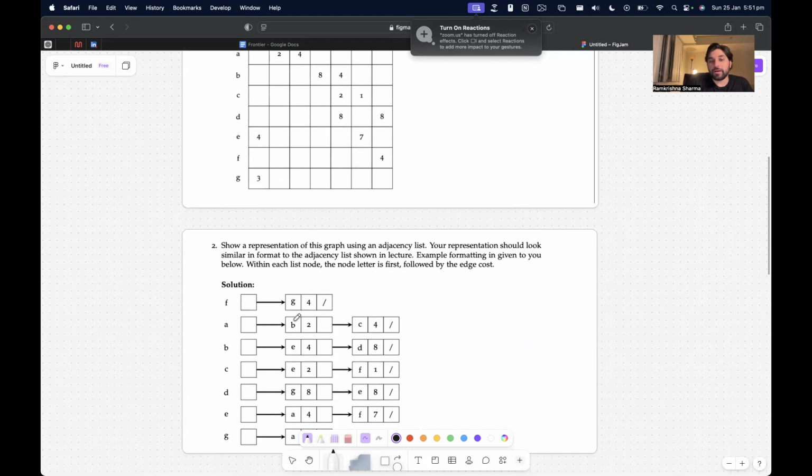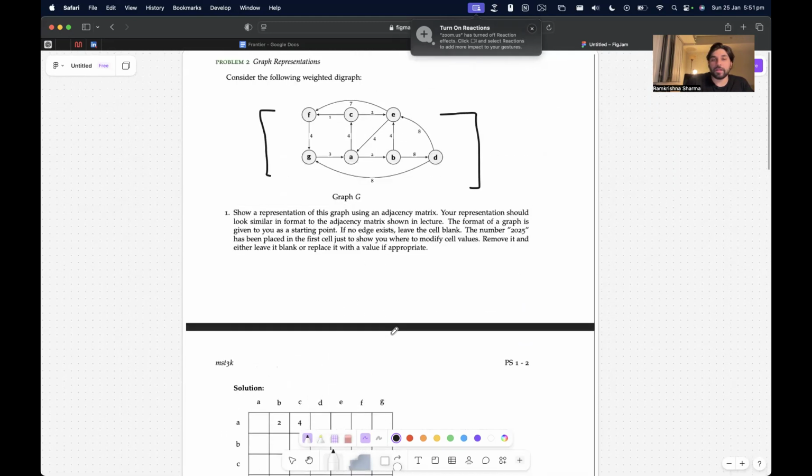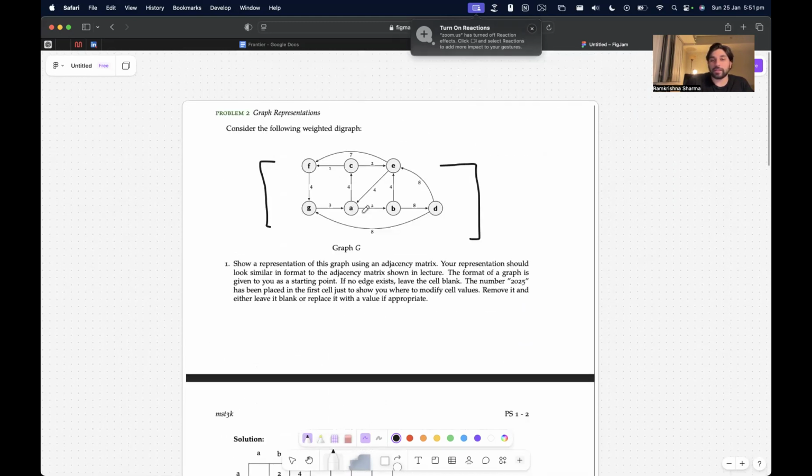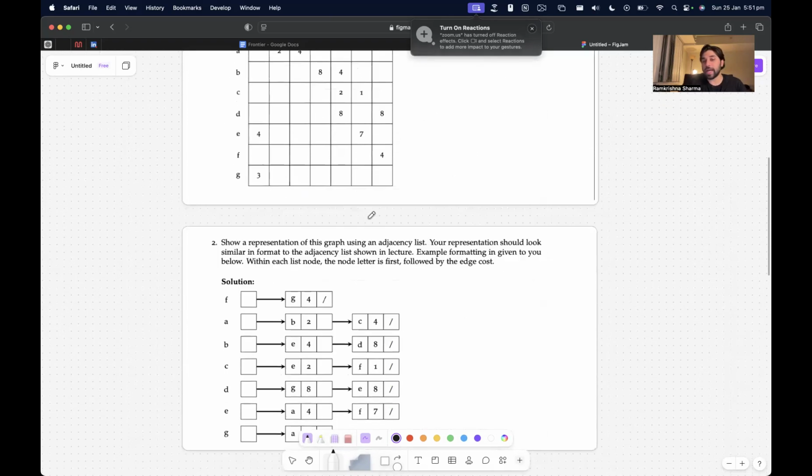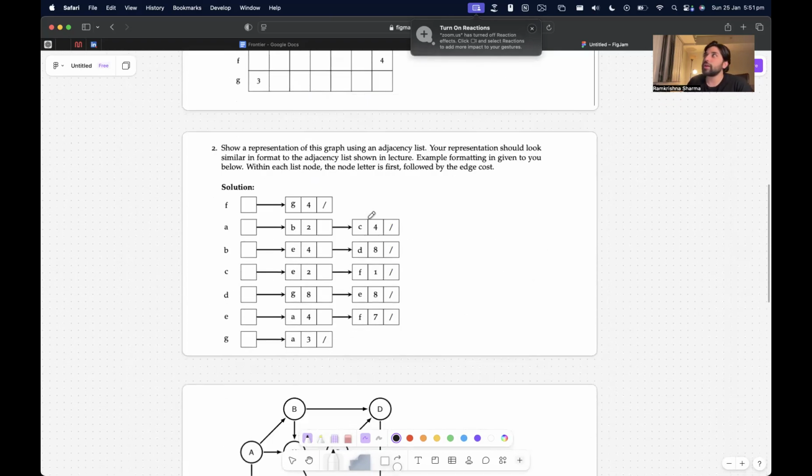If we go to A, A is connected to B, so B is a neighbor of A with weight 2, and A is also connected to C with weight 4. So A is connected to B and C, weights 2 and 4 respectively. That's how this representation is built. You can think of it as an array connected to lists, where each array cell is a node and the list represents that node's neighbors.